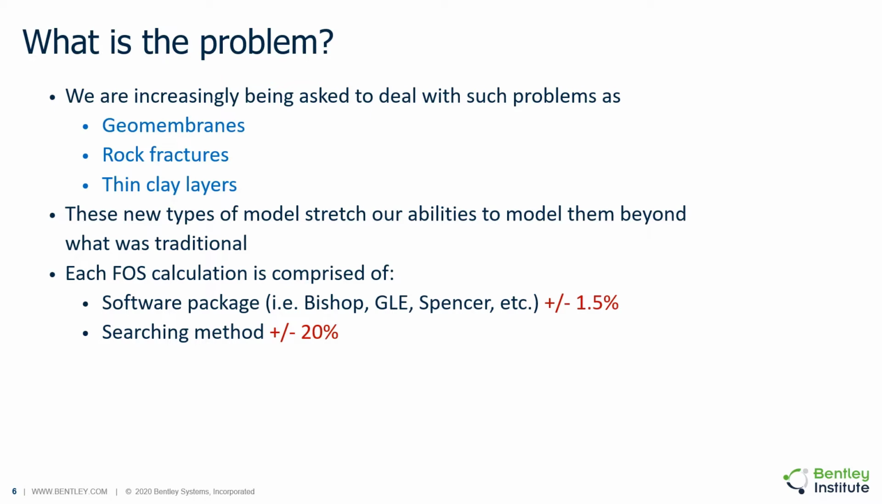Research has shown that the difference between analysis methods in various software packages should only vary approximately 1.5%. However, changing the search method can easily vary the factor of safety by plus or minus 20%. Therefore, the searching method with limit equilibrium becomes a critical part of the analysis. It is recommended to try a few different search methods, both manual and automated, to have a higher chance of identifying the critical factor of safety.